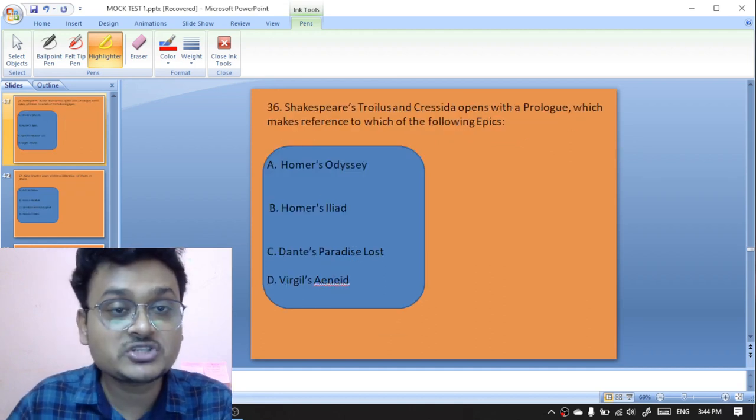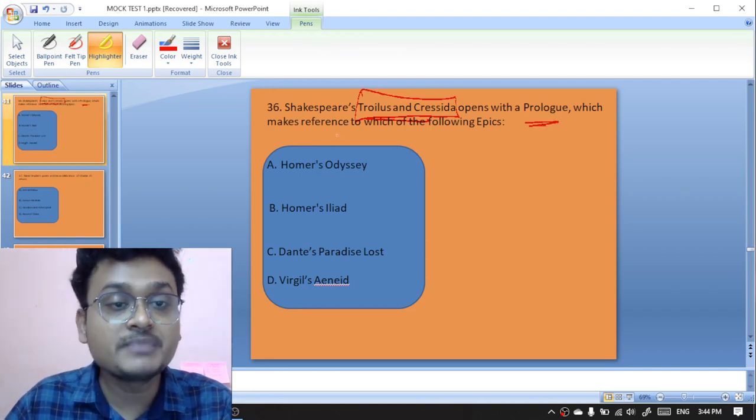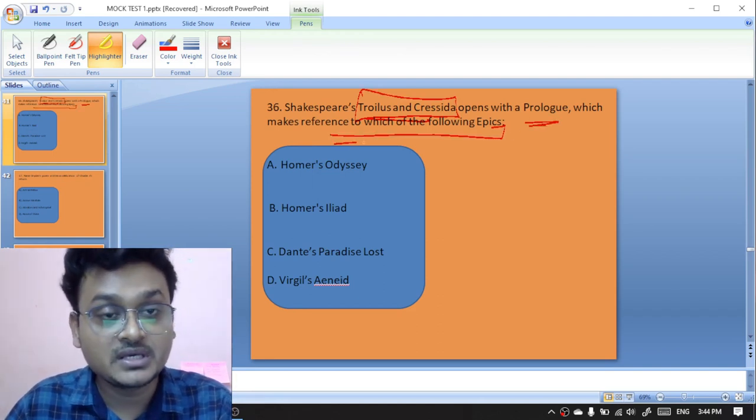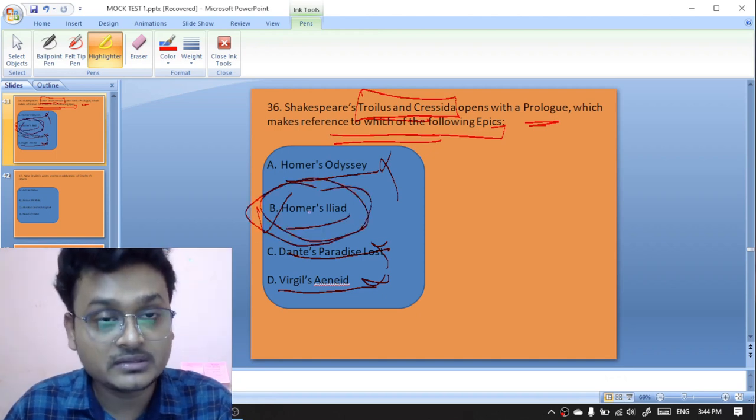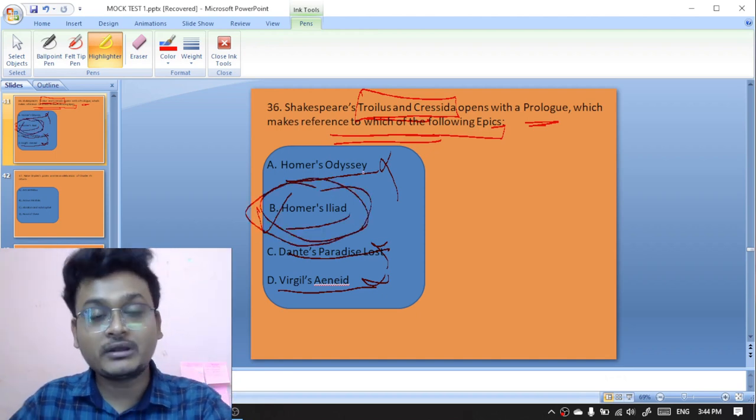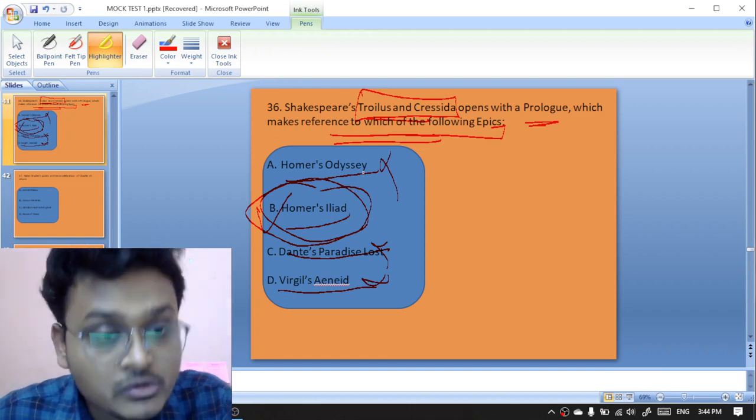Next question. Shakespeare's Troilus and Cressida opens with a prologue which makes reference to which of the following epics? Homer's Odyssey? No. Dante's Paradise Lost? No. Virgil's Aeneid? No. There is a reference to Homer's Iliad. In Troilus and Cressida, there is a reference to Homer's Iliad.